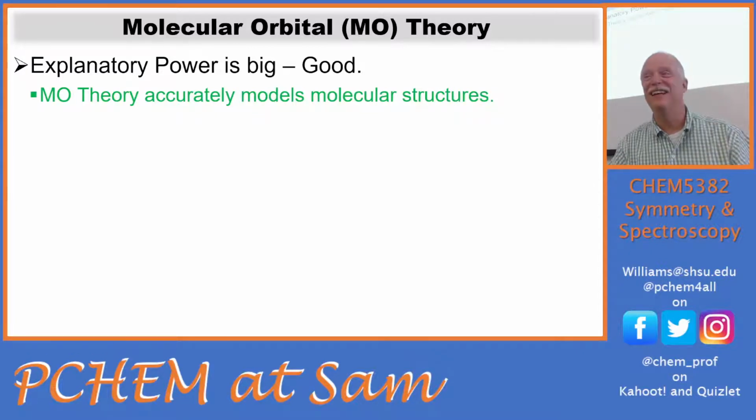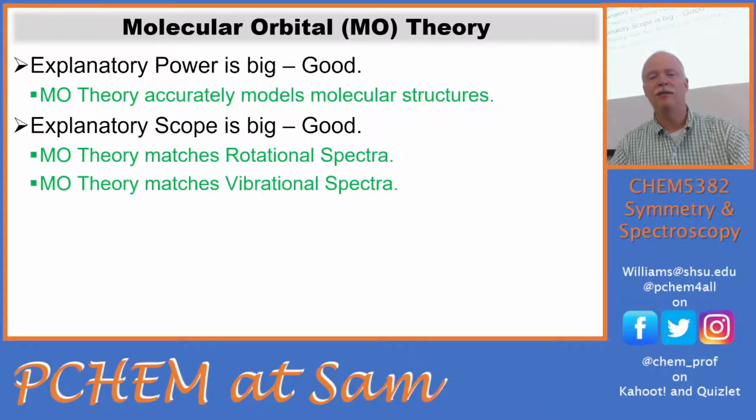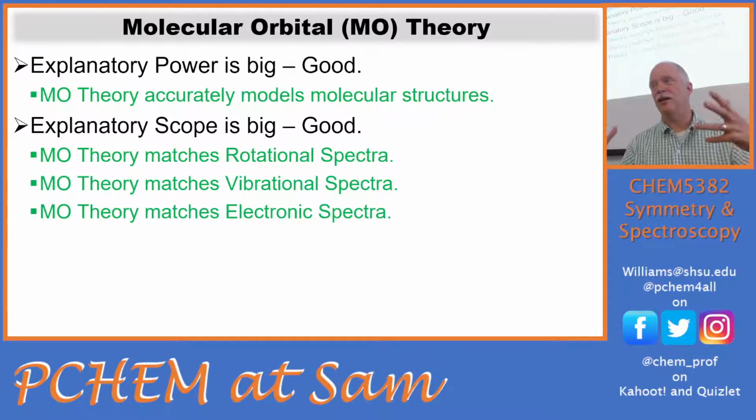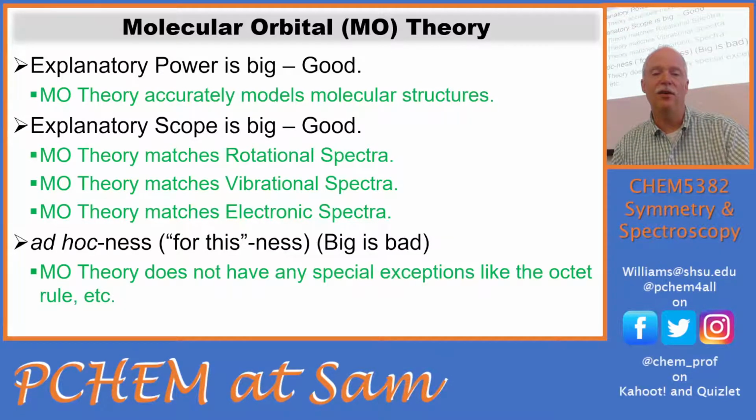No way, right? Or even the angles, right? Vesper theory tells me the angles. That's pretty cool, but yeah, MO theory, no, I can't really do it by hand. But Gaussian, if I get the computational chemistry going, I can calculate those structures really well. The scope is great. It matches rotation and vibration and electronics. So it fills that hole that's left by local bond theory. And as far as I know, there are no ad hoc parts to it.